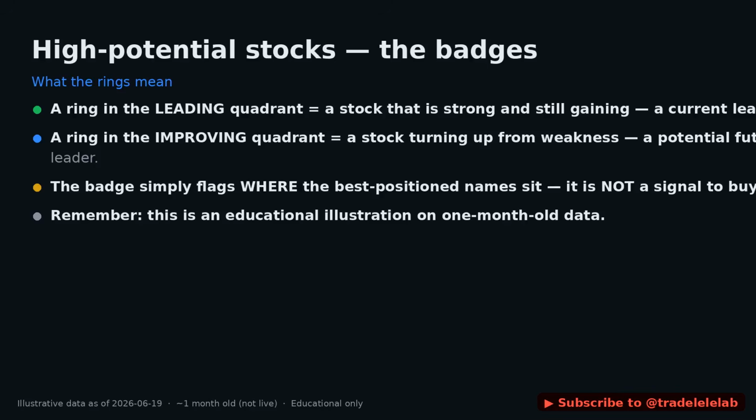Let us be clear about those badges or rings. A ring around a dot in the green leading quadrant marks a stock that is strong and still gaining, a current leader within its sector. A ring in the blue improving quadrant marks a stock that is turning up from weakness, a potential future leader. These badges are simply a visual way to flag where the best positioned names sit on the chart. They are absolutely not a signal to buy anything. And, once more, everything here is an educational illustration built on data that is about 1 month old.